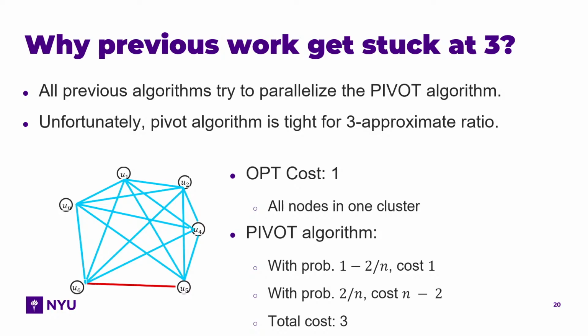So we can never beat 3 for the p-weight algorithm. And all previous algorithms just want to try to parallelize the p-weight algorithm, basically. So they did pretty good. Actually, they even get a constant round algorithm. And then how are we going to beat 3 here? So how are we going to get a better than 3 algorithm?